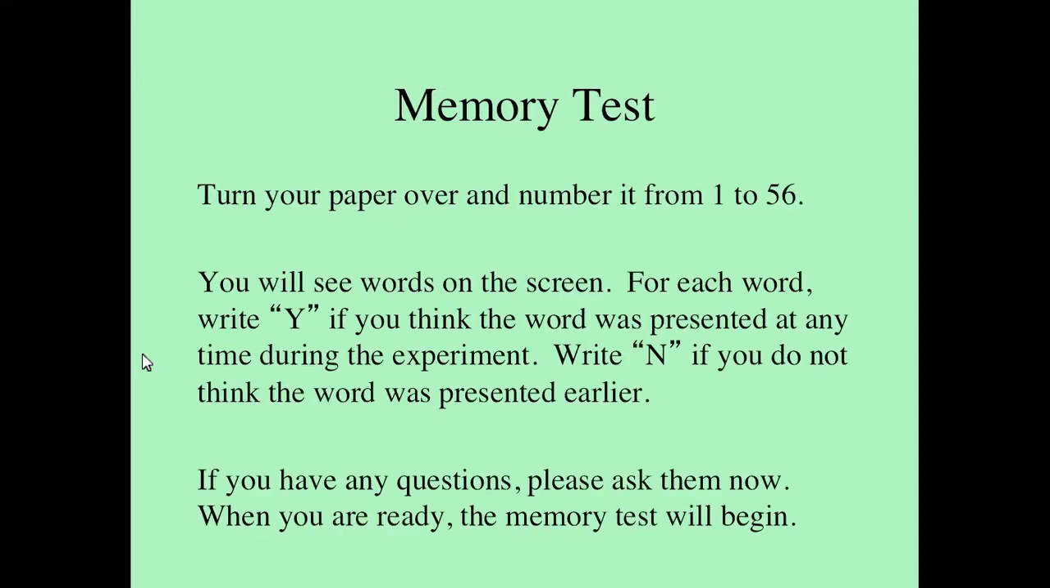All right. So now turn your paper over and number from 1 to 56. You'll see the words on the screen. For each word, you're going to write yes if you think the word was presented at any time during the experiment, and no if you don't think the word was presented earlier. If you have any questions, let me know, but whenever you're ready, yes for words you saw, no for words you didn't. Here we go.